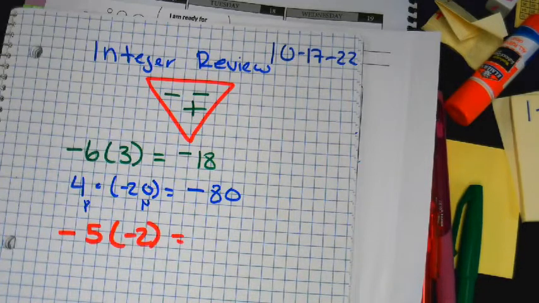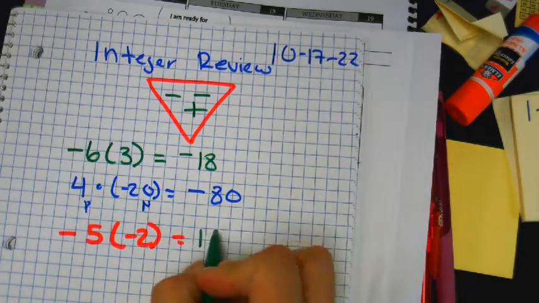All right. What's negative 5 times negative 2? 10. Why is it positive? Because it's two negatives. Good, good, good. All right. Oh, yeah, so pretend like I wrote a 10 there. All right, Dorito Man.